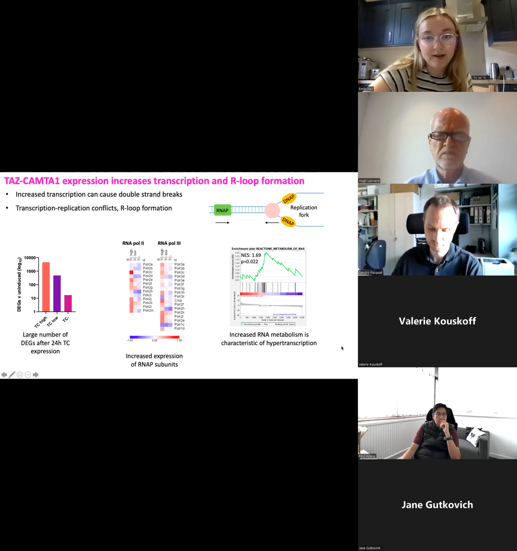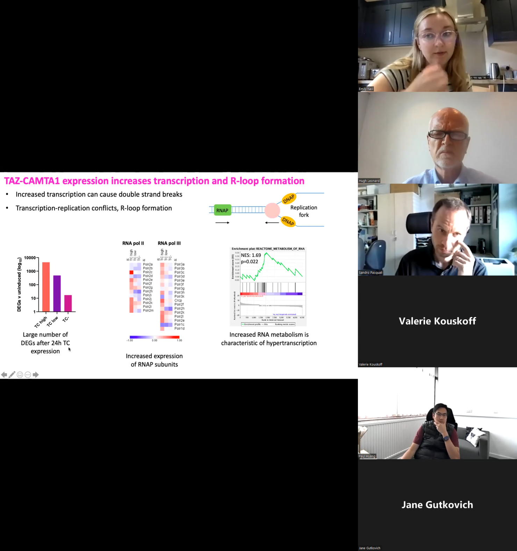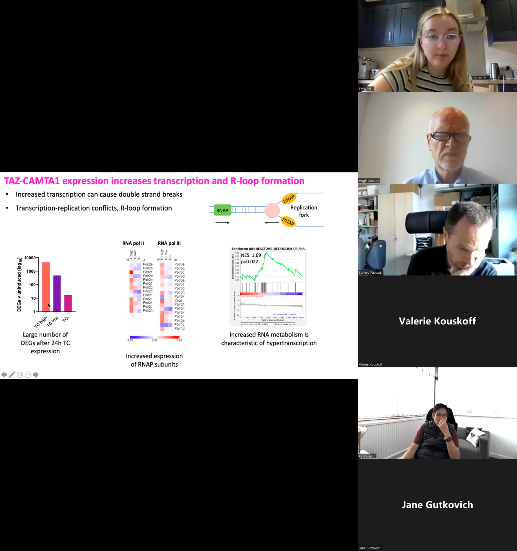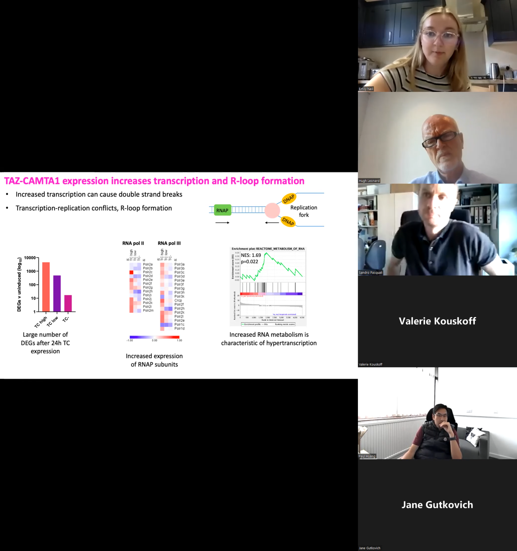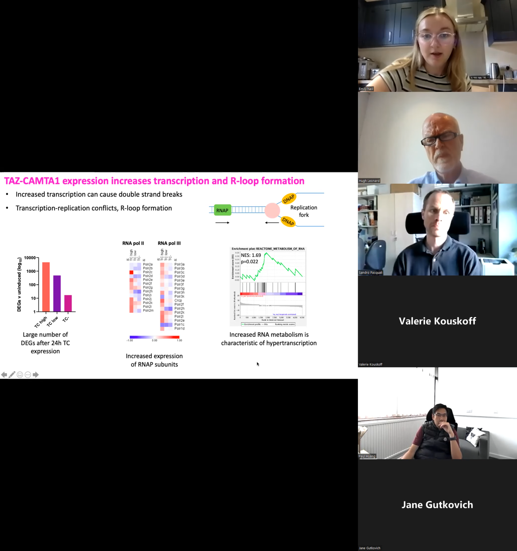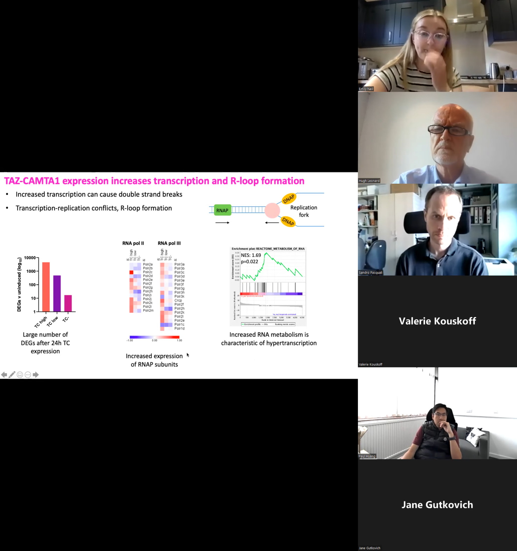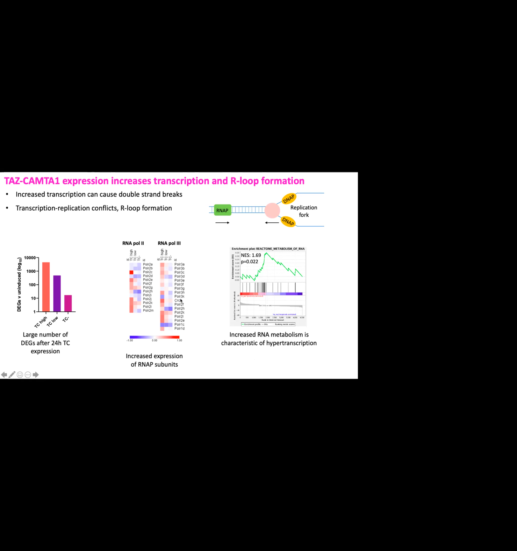From some RNA-seq experiments that we did, we noticed that there was a very large number of differentially expressed genes after just 24 hours of TAS-CAMT1 expression. This was particularly in the TAS-CAMT1 high compared to the uninduced endothelial cells. We had around 5,000 differentially expressed genes. So we thought that maybe this could be some kind of hypertranscription going on. And this fitted with a few things we'd seen looking at the log-fold change of the expression of RNA polymerase subunits. We could see an increase in expression of those over the uninduced, and also enrichment for RNA metabolism gene sets. So this is suggestive of hypertranscription.